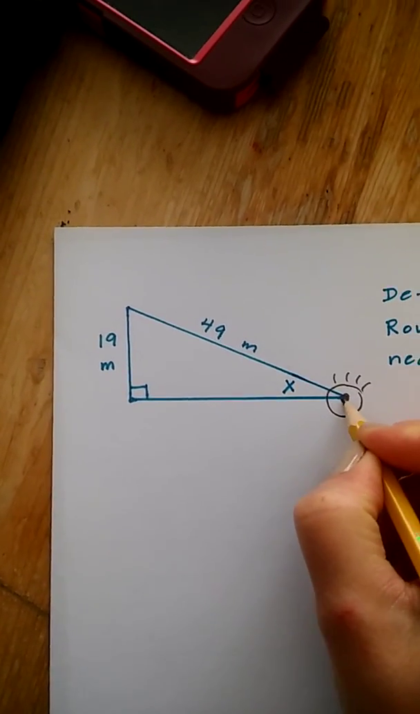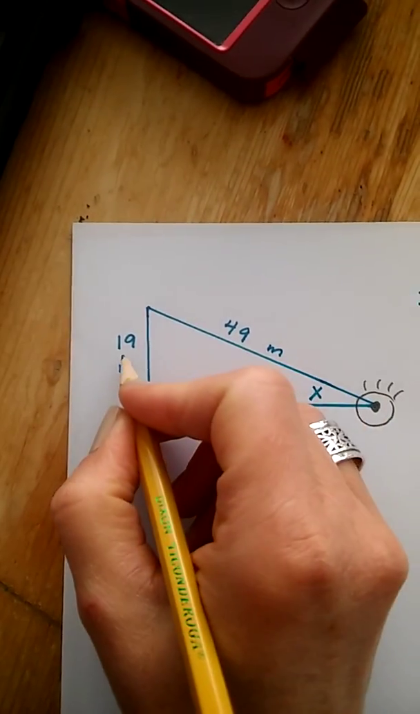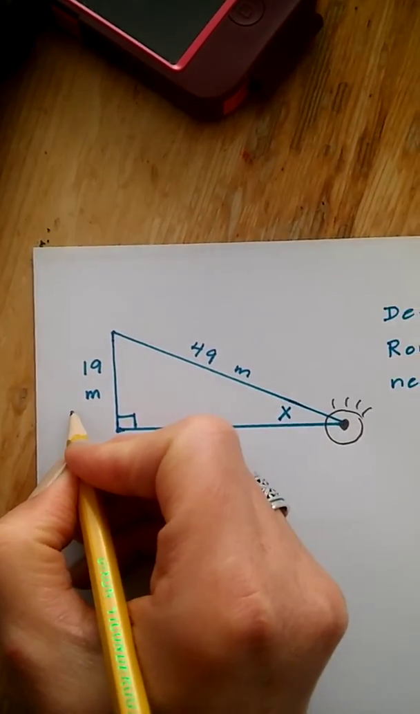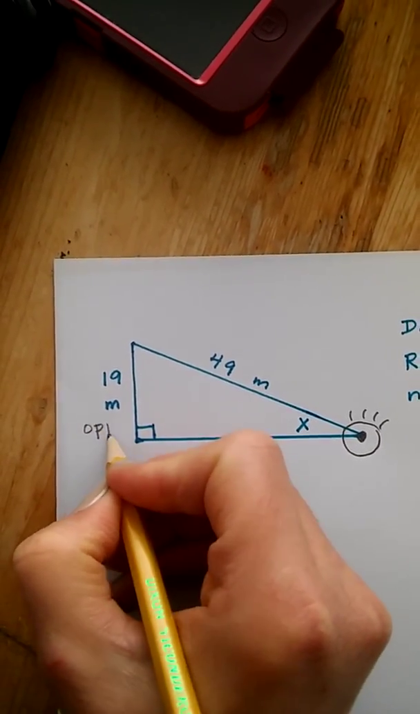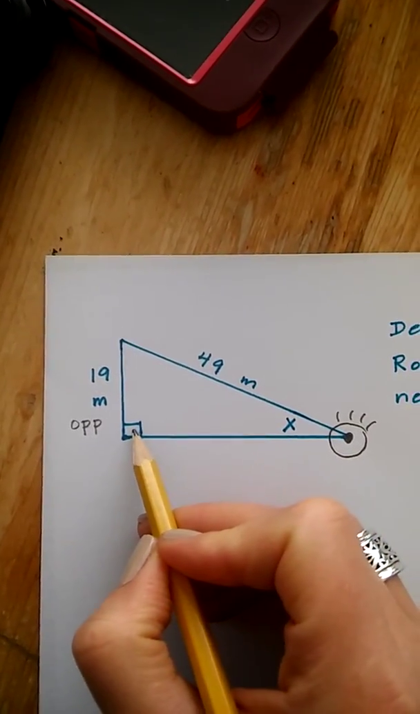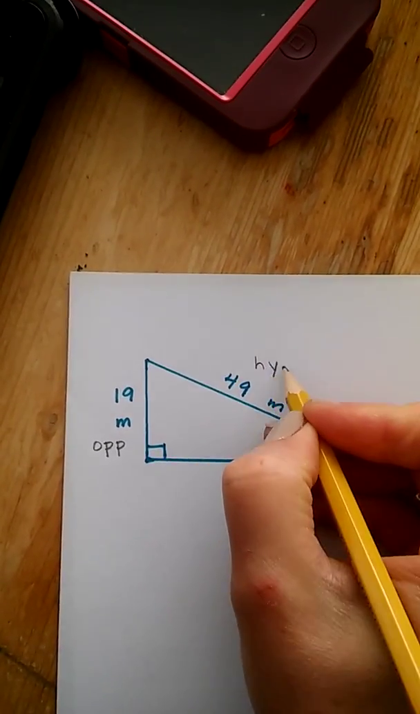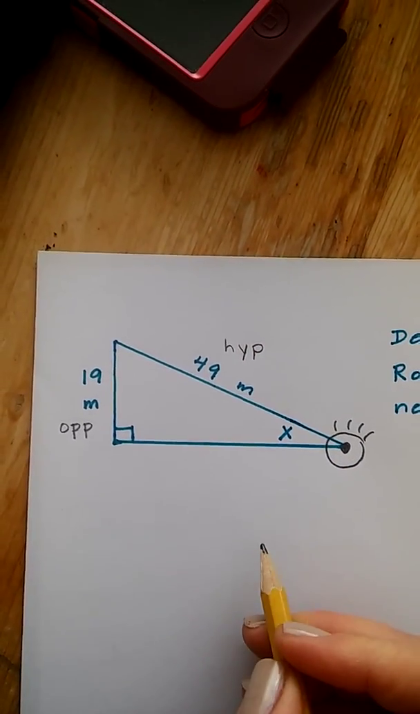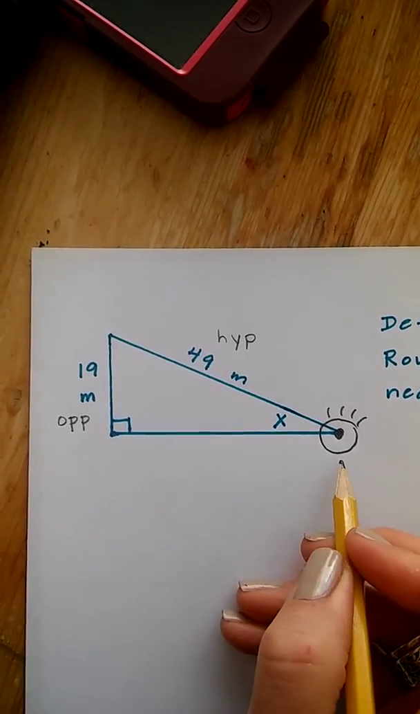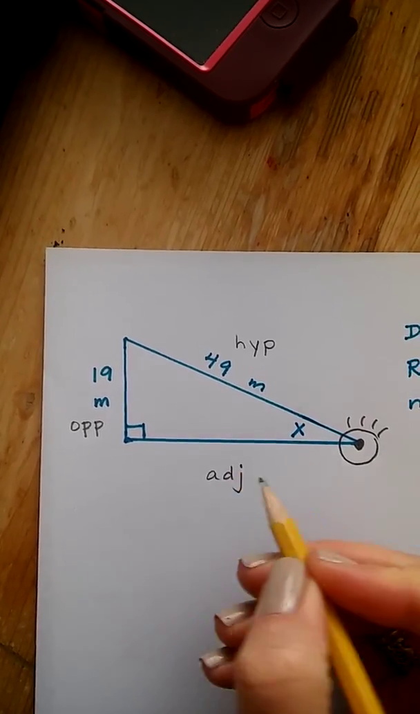So if we're standing at this acute angle of the triangle, the 19 is the opposite leg. I have to go all the way through the triangle to reach that. 49 meters is the hypotenuse. The 49 meters is across from the right angle, so it is the hypotenuse. If we take a look at this leg, it is left blank. It's not labeled at all. It is the adjacent leg.